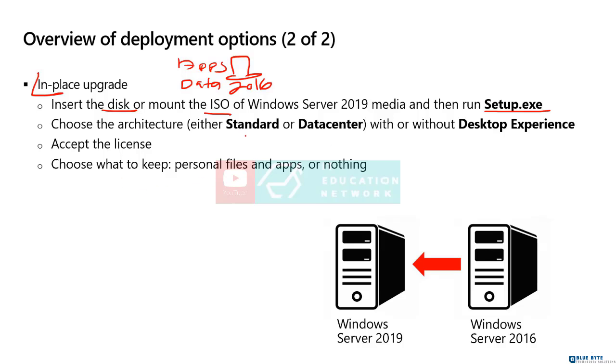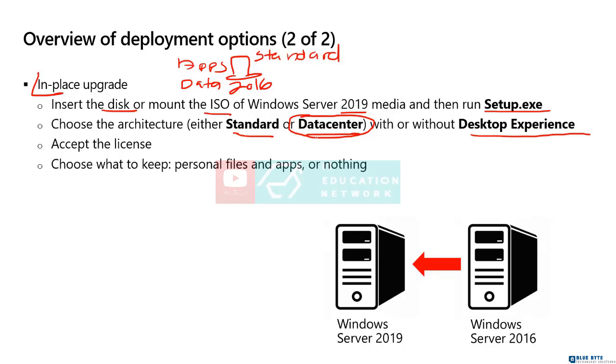Now, we can choose the architecture, standard or data center, with or without the desktop experience. That seems like an odd choice if you're doing an upgrade, but what's possible, let's say this 2016 server was a standard edition. You want to do an in-place upgrade to 2019, but for 2019, you want to run data center. That's possible. You could simply choose data center, and it's going to upgrade you from 2016 standard to 2019 data center. So they don't have to follow the same exact operating system editions path.